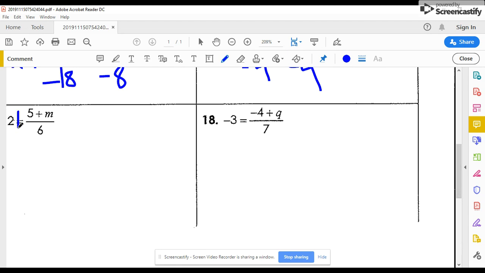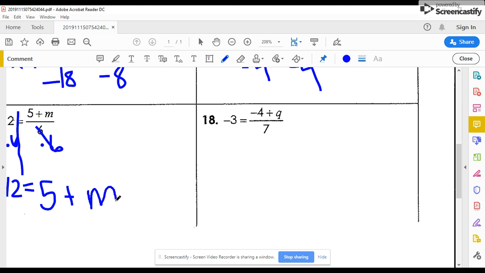All right, so this is just our variables on the other side, but we're going to do it the same way. So we have to free this 5 from this big fraction. So dividing by 6 is the same as timesing by 6. 2 times 6 is 12 equals, the 6's cancel. We have 5 plus m.